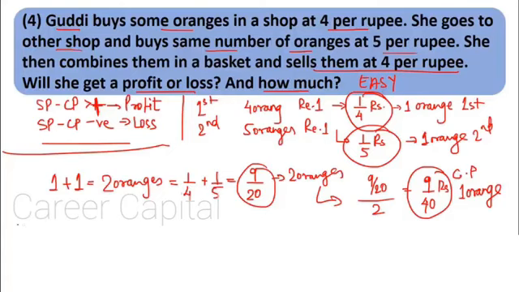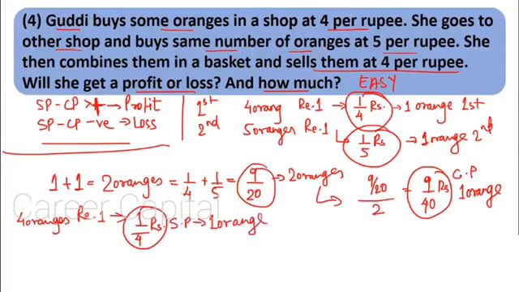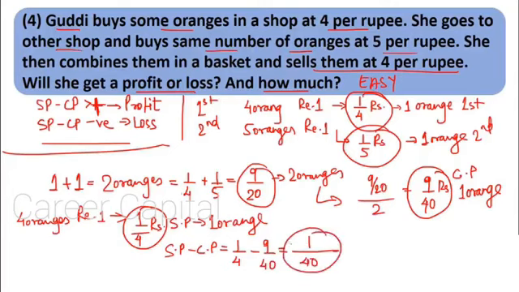Now she goes for selling them. At what rate does she sell? 4 oranges for rupee 1. That means she sells one orange for 1 upon 4 rupees. So this is the selling price for one orange. We know the cost price for one orange. We know the selling price for one orange. Let us see whether she gets profit or loss. Selling price minus cost price would be 1 upon 4 minus 9 upon 40. LCM is 40. 10 minus 9 is 1. So 1 by 40. We got the answer as positive. That means she gets profit.